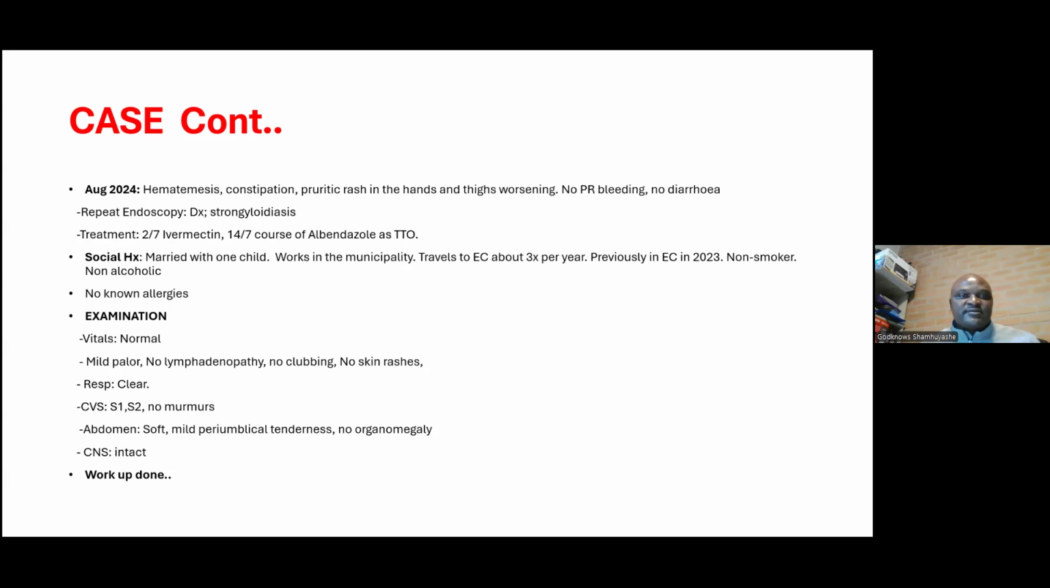On examination, her vitals were normal, with mild pallor, and no lymphadenopathy or skin rashes. The respiratory and cardiovascular systems were normal. On the abdomen, she had some mild periumbilical tenderness with no organomegaly.